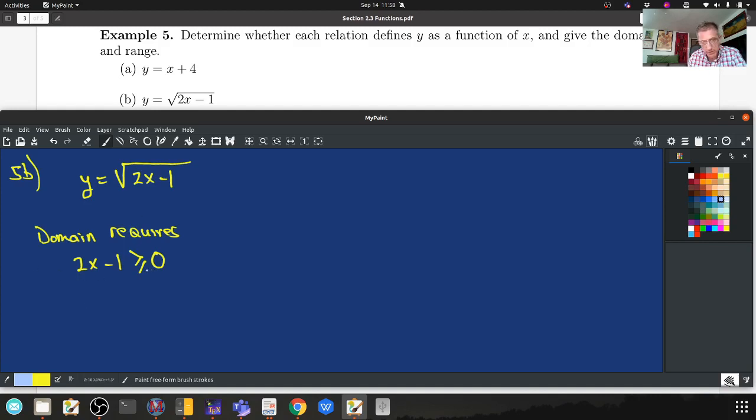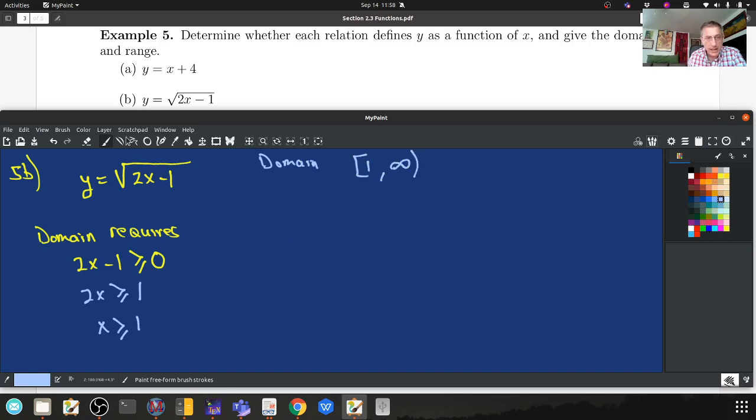So let's solve this inequality. That means 2x is greater than or equal to 1. Divide both sides through by 2. That gives me x is greater than or equal to 1. So the domain is 1 to infinity.